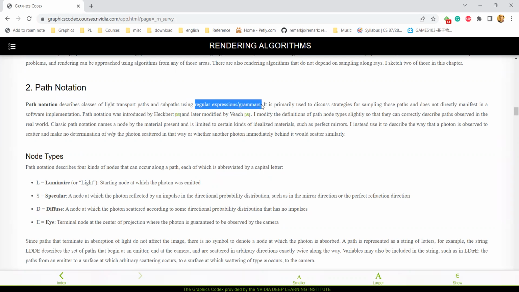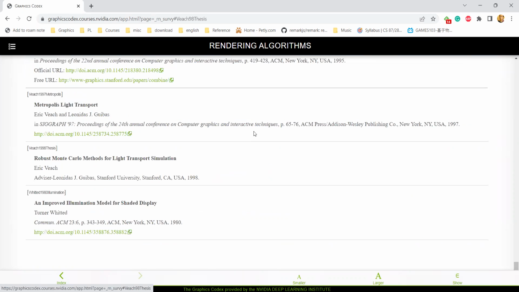Using regular expression grammar, I've never seen that. It is primarily used to discuss strategies for sampling those paths and does not directly manifest in a software implementation. Path notation was introduced by Hagbert and later modified by Rich. Oh yeah, this is this famous thesis.